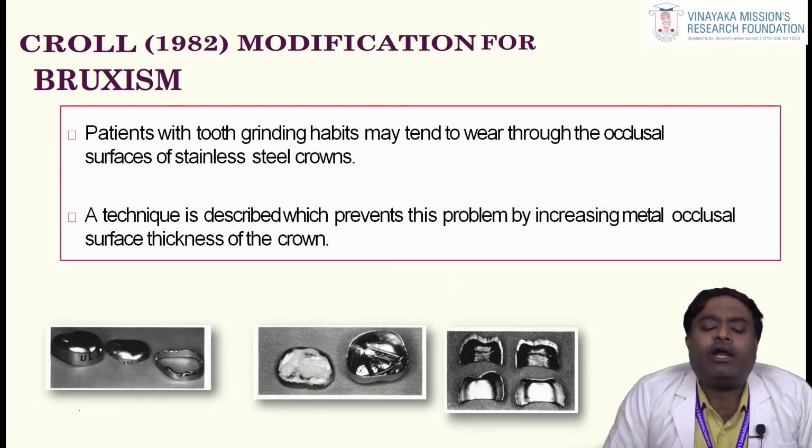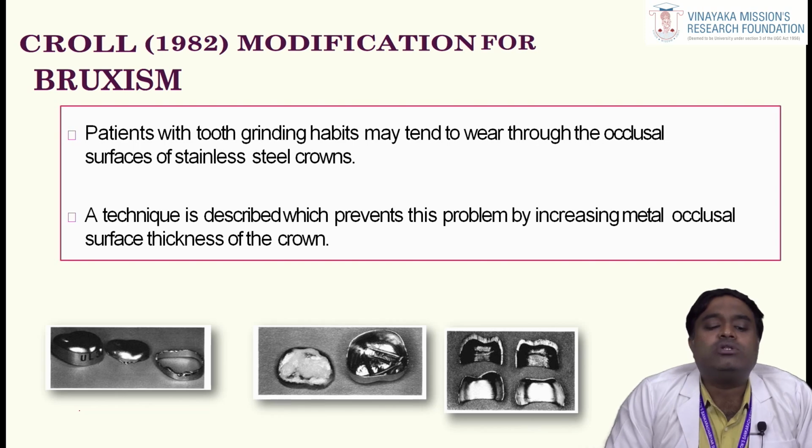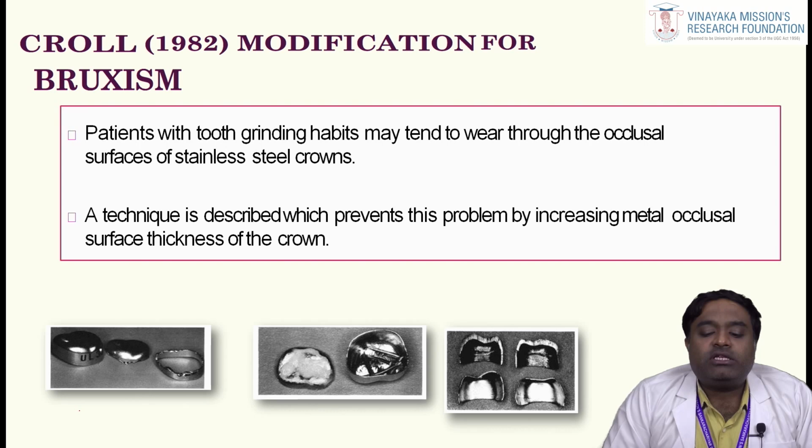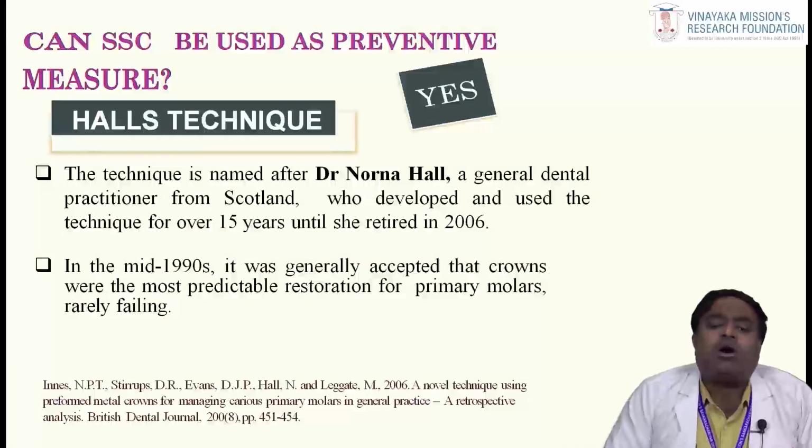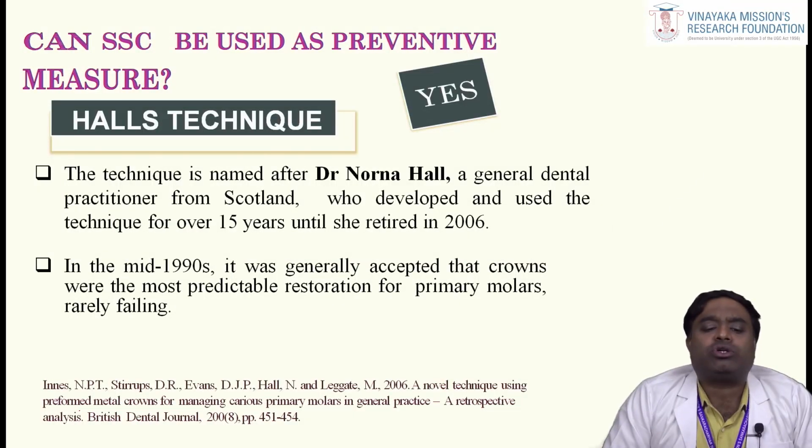According to Kroll in 1982, the modification for bruxism is that he advised patients with tooth grinding habits may tend to wear through the occlusal surfaces. He described a technique which prevents this problem by increasing the metal occlusal surface thickness of the crown, as shown in the figures. Everyone will have a doubt: can a stainless steel crown be used as a preventive measure? Yes, we can use that.